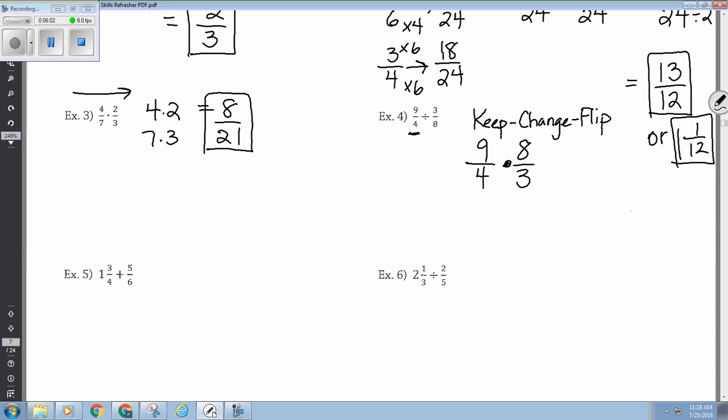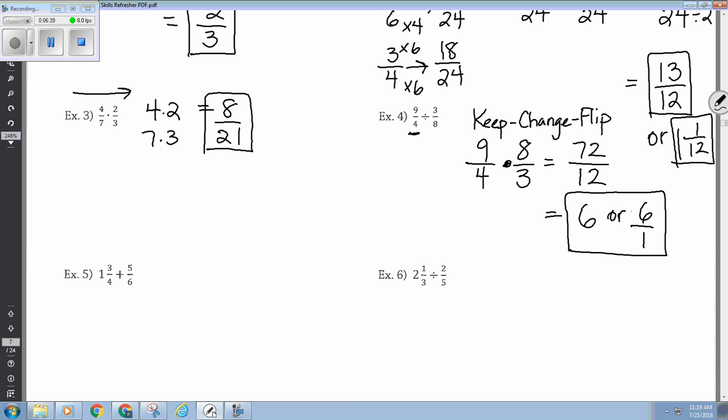But then we multiply straight across, just like we did with the multiplication problem. 9 times 8 is 72. 4 times 3 is 12. And this actually comes out pretty nicely because 72 divided by 12 is 6. So you can leave it as 6, or you can make it 6 over 1 if you want to leave the answer as a fraction. So that's a recap of adding, subtracting, multiplying, and dividing fractions.